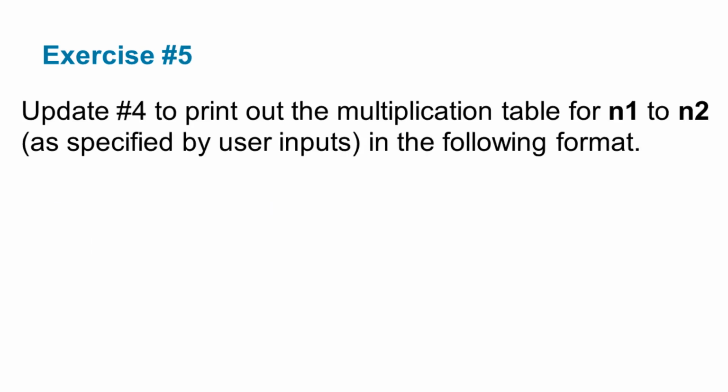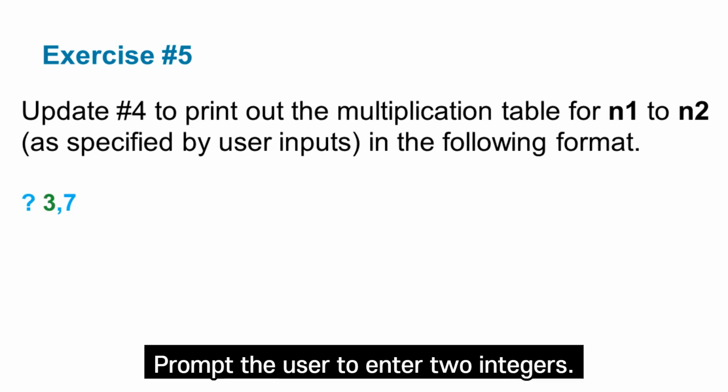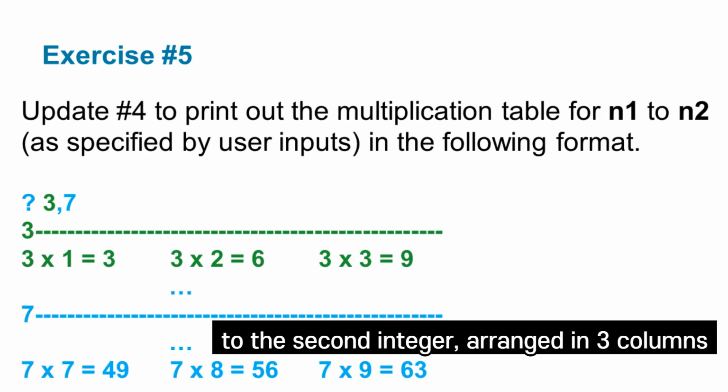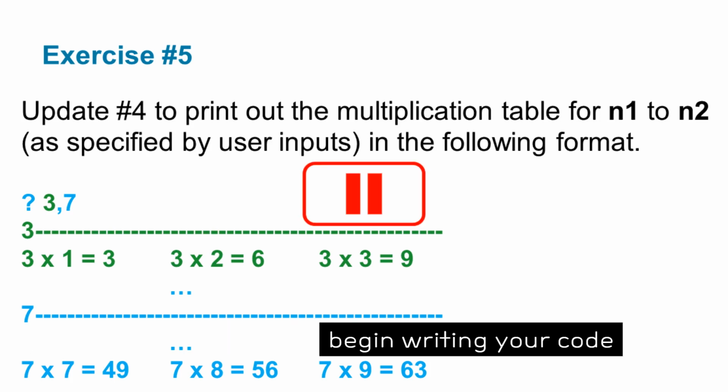Exercise number 5. Update number 4 to print out the multiplication table for n1 to n2, as specified by user inputs, in the following format. For example, prompt the user to enter 2 integers. Then, print out the multiplication table from the first integer to the second integer, arranged in 3 columns. Please pause the video and begin writing your code.